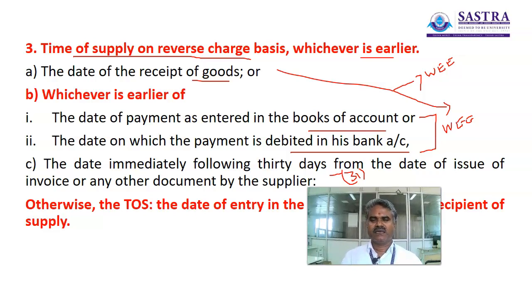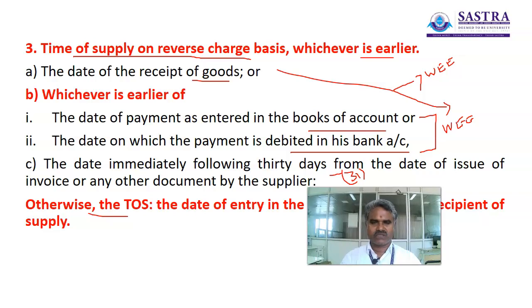Otherwise, the date of entry in the books of account of the recipient of the supply. Suppose you have not entered, or you don't have any proper dates in your hand. Now, the date on which you entered the payment in your book will be treated as the time of supply. Suppose I ask in which date you issued the invoice, you say I don't know. When the amount is recorded in your bank account, you say I don't know.